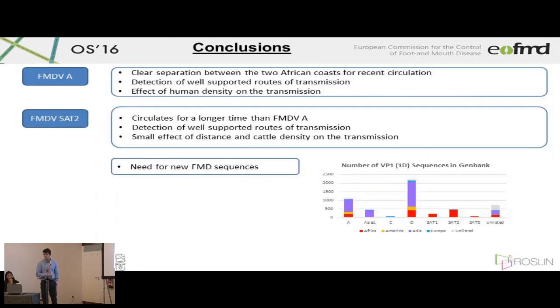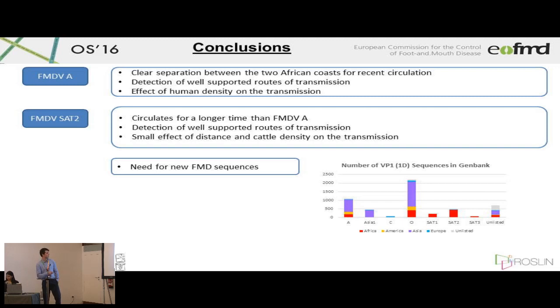So, in conclusion, what we did here is we saw that there was a clear separation between the two African coasts in recent circulation for FMD-SAT1. We detected some well-supported routes of transmission, and we've been able to see the effect of human density on the transmission of the virus for this serotype.